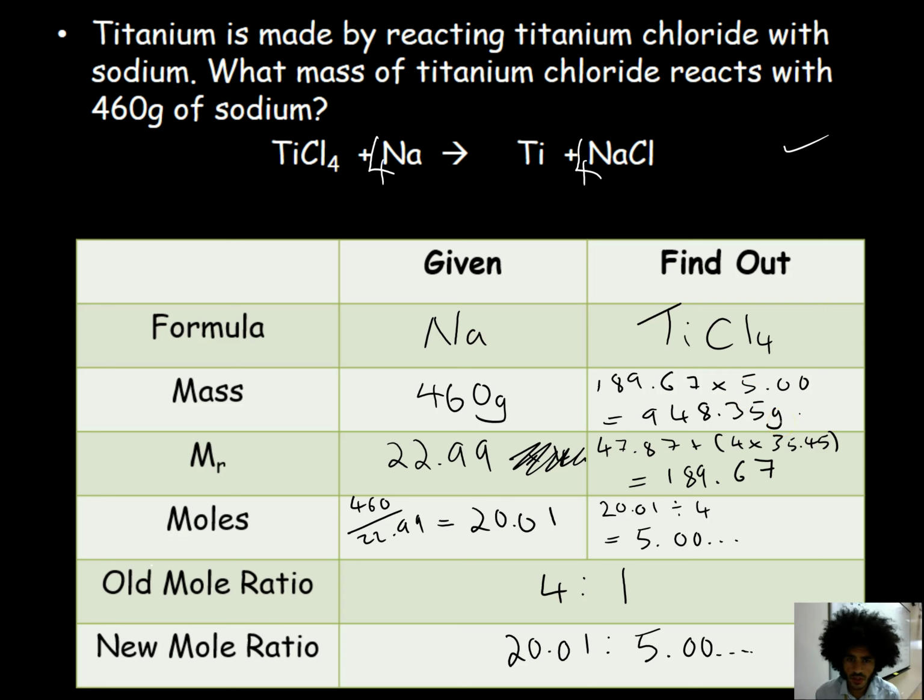So I hope this has been useful. Best of luck with all your calculations with empirical formulae. And later on in other videos, I'll be showing you how to do percentage yield and also limiting reagent, which is quite tricky. Thank you very much.